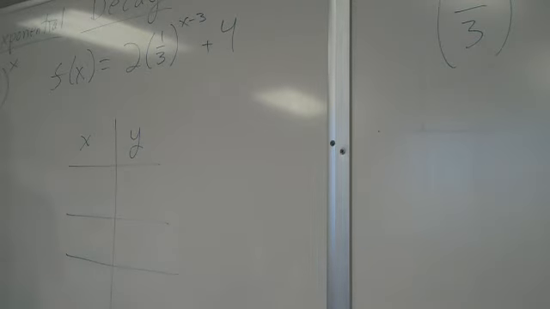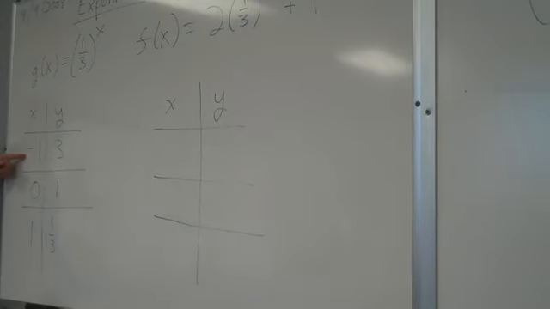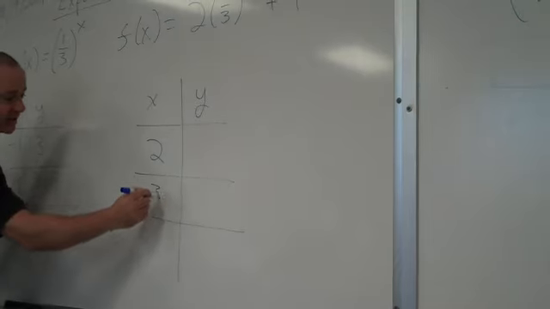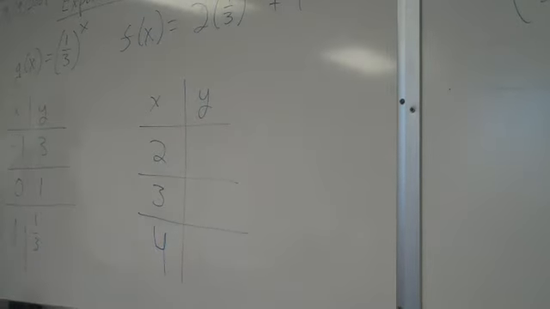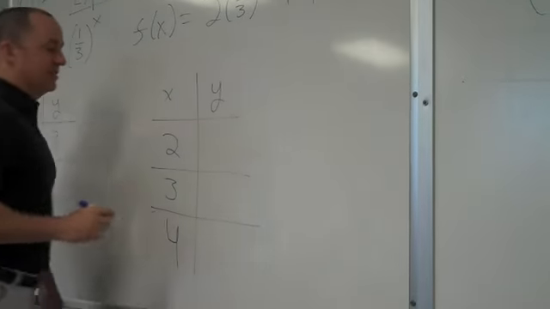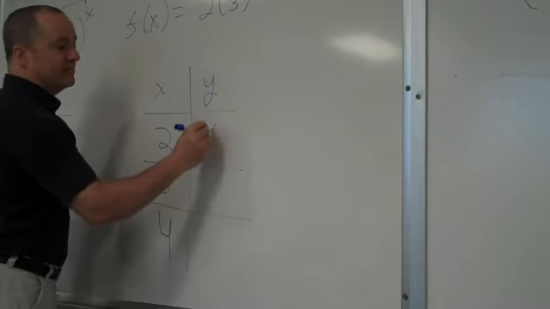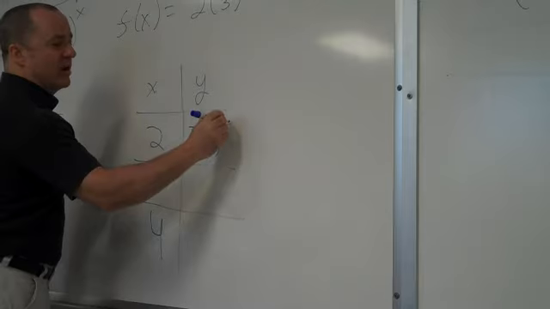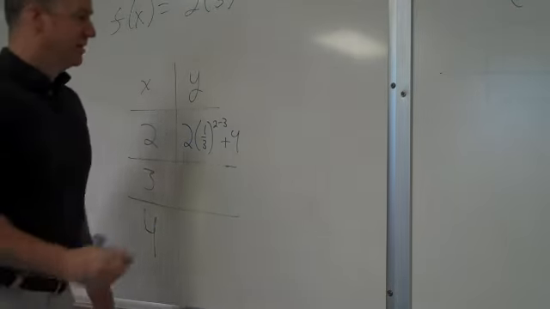So the numbers I'm now interested in are, what's -1 plus 3? 2. What's 0 plus 3? 3. And what's 1 plus 3? 4. So I'm interested in these three numbers. And I'm going to plug these three numbers into this and see what I get. What is 2 times 1/3 to the 2 minus 3 power plus 4?